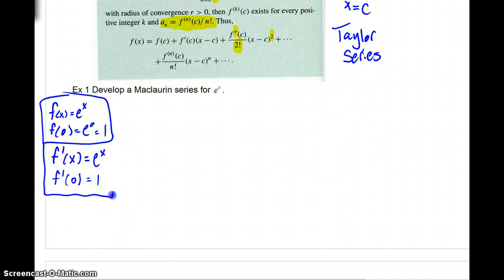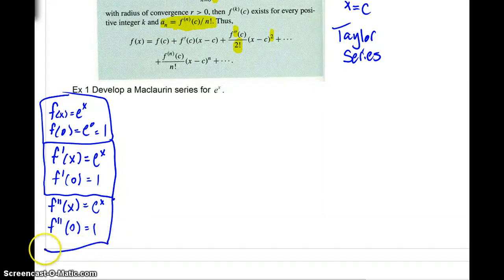It doesn't take too long for kids to notice very, very quickly that the second derivative and all derivatives, in fact, will be e to the x. And in fact, any derivative evaluated at 0 will always be 1.